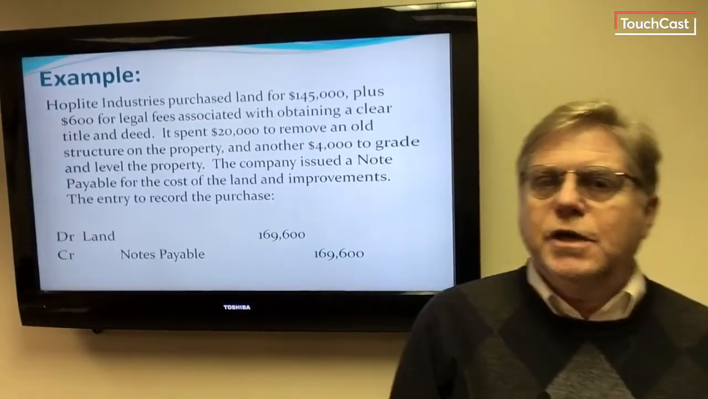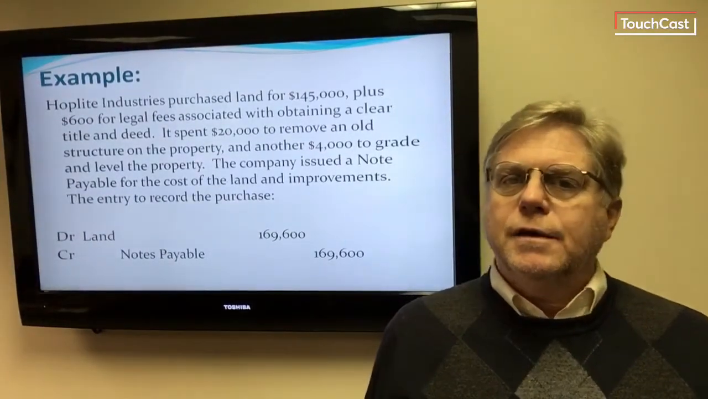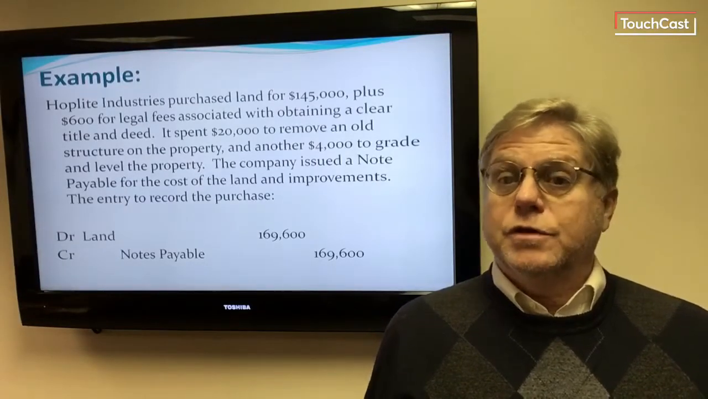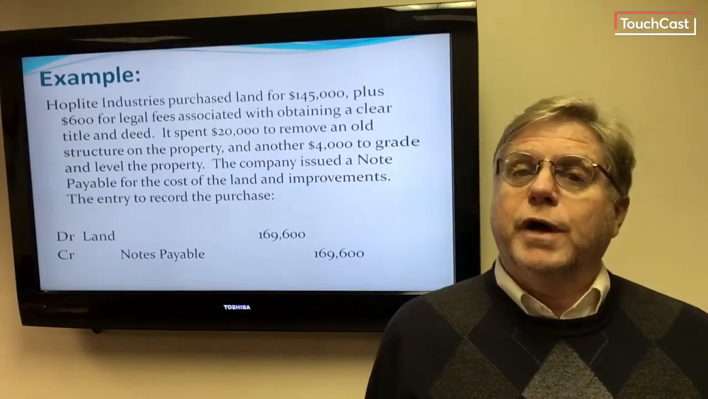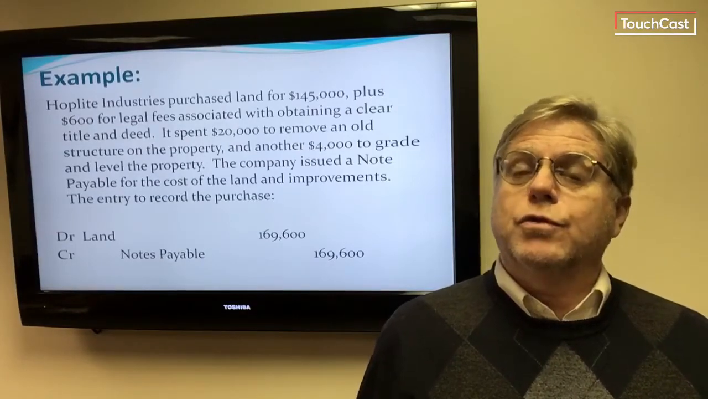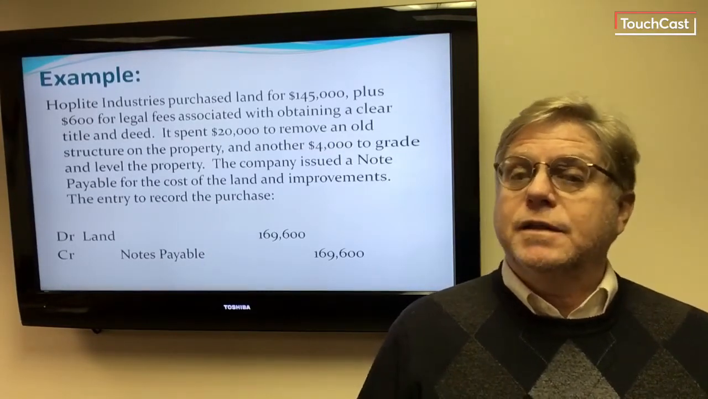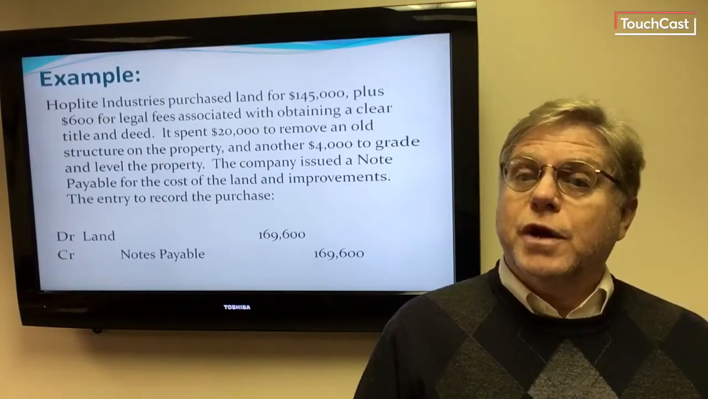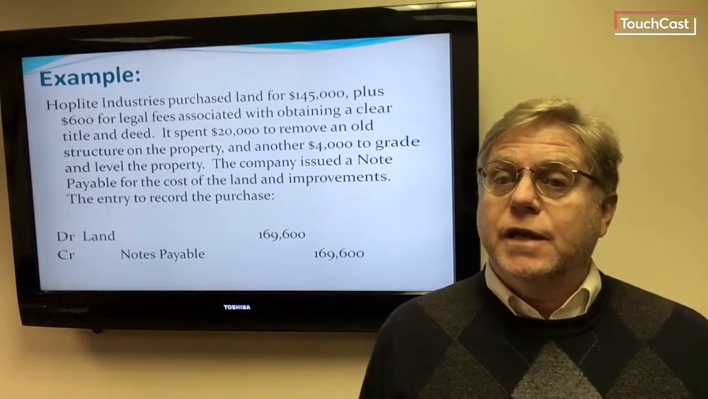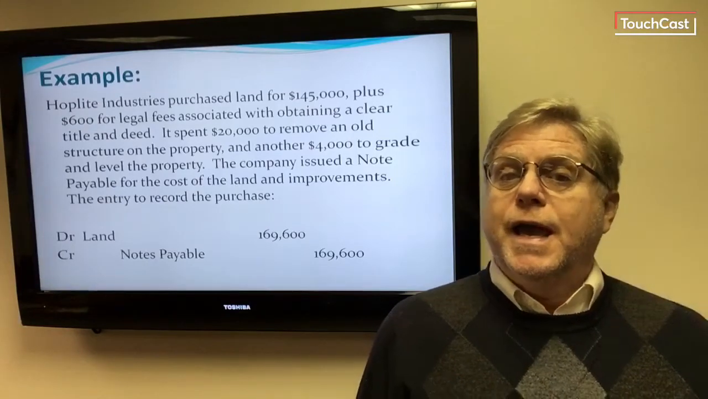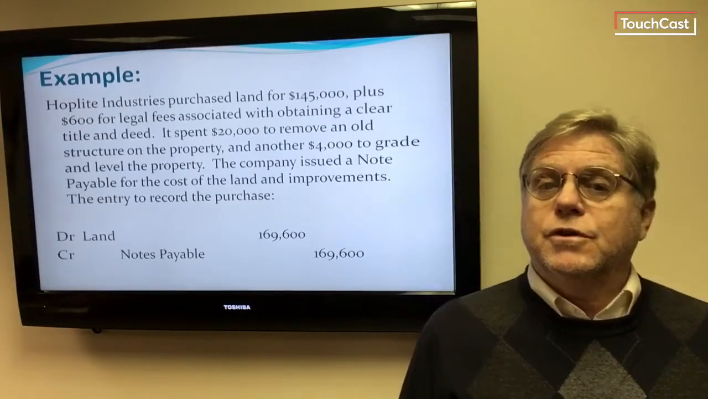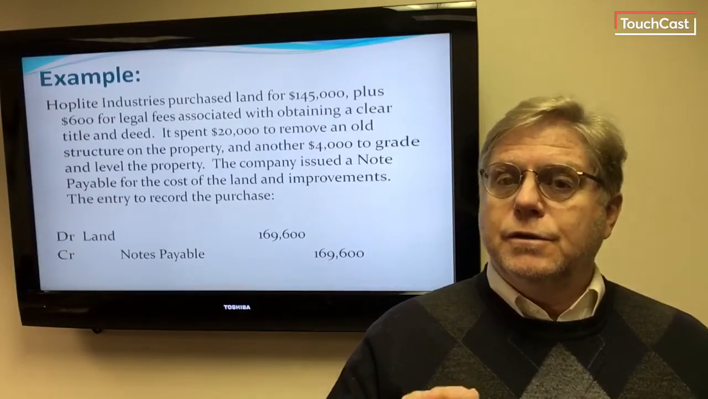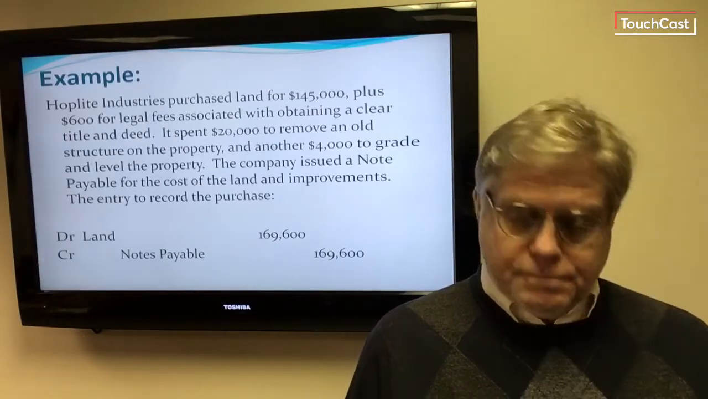Given this information, the entry to record the purchase of the land is to debit land for $169,600 and notes payable for that sum as well. The $169,600, of course, is made up of all these items we've looked at: the purchase price, legal fees, the cost to remove an old structure, in other words, to prepare it and make the land useful for our purposes, and another $4,000 to grade and level the property. So all of those costs go into the recorded cost of the land.